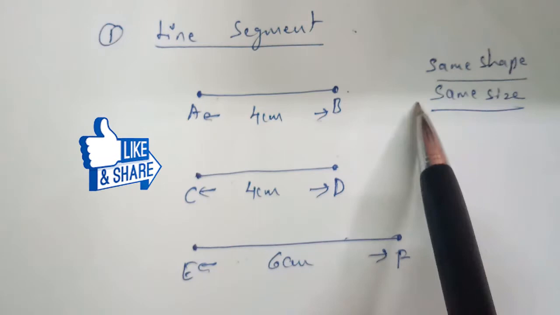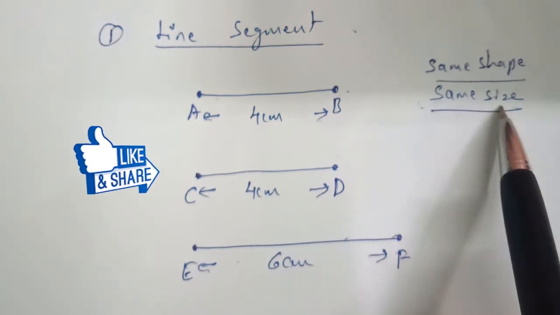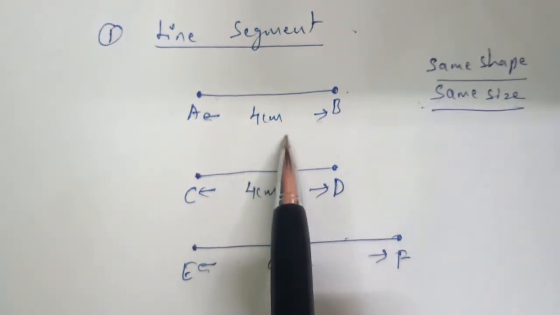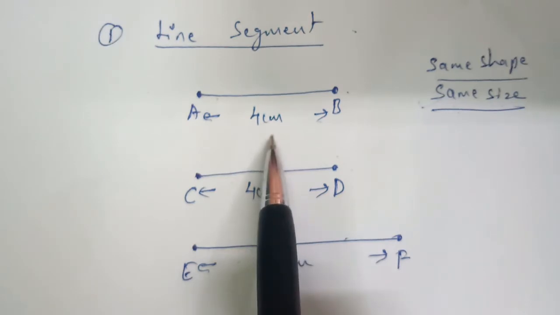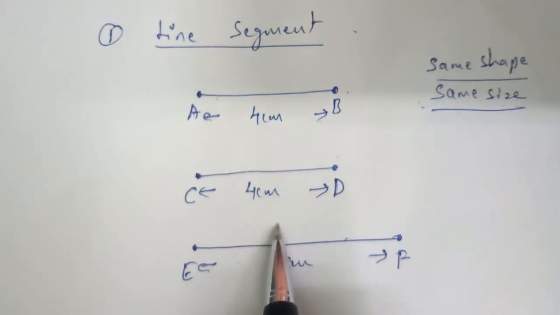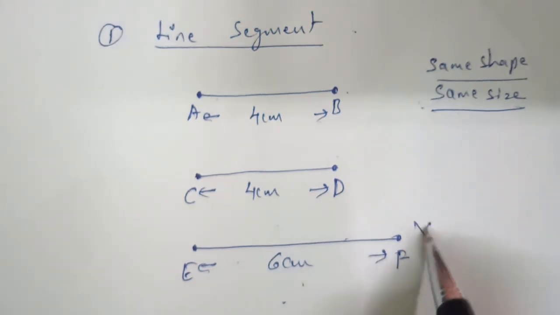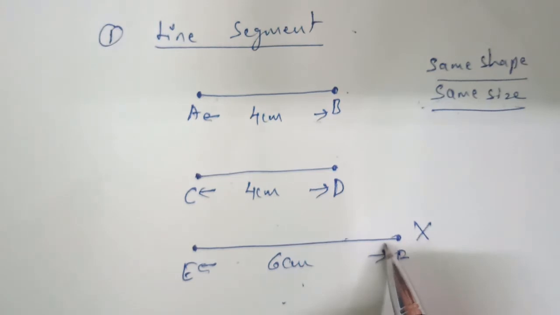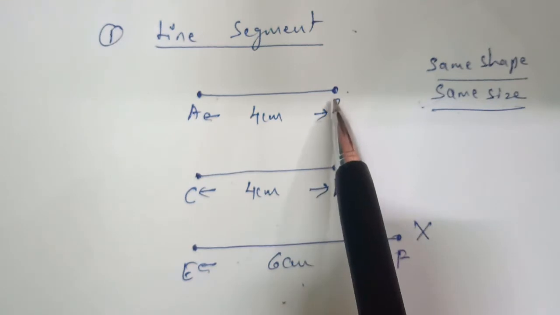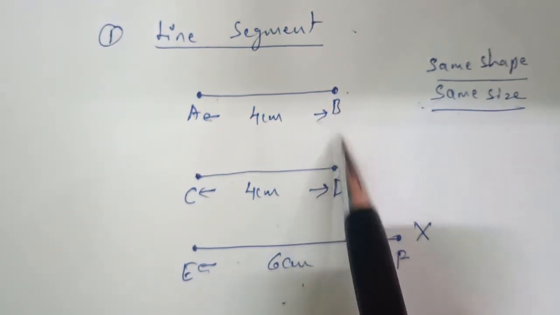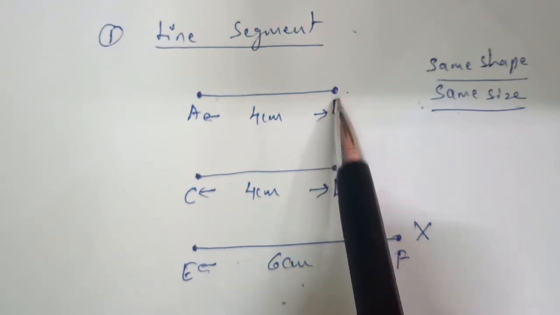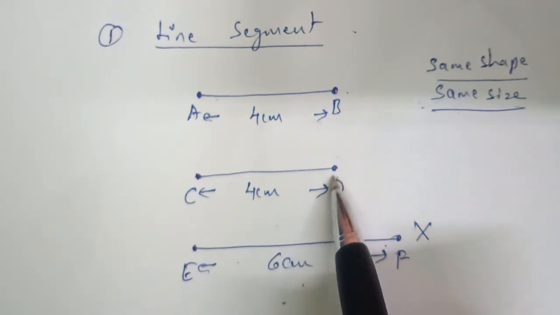Now come to the next topic, same size. Let us check their measurement. Here the measurement of the first line segment is 4 centimeter, of the second is also 4 centimeter, but of the third it is different, that is 6 centimeter. So we will cancel this because it has the same shape but the size is not the same. In the case of AB and CD, both have the same shape as well as the same size. So we can say two line segments are congruent.